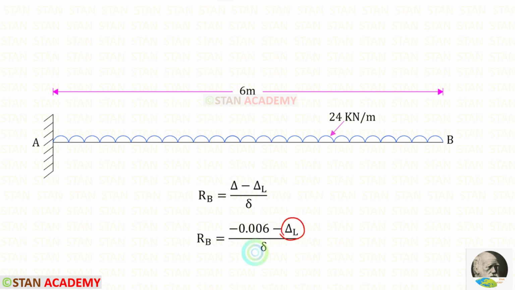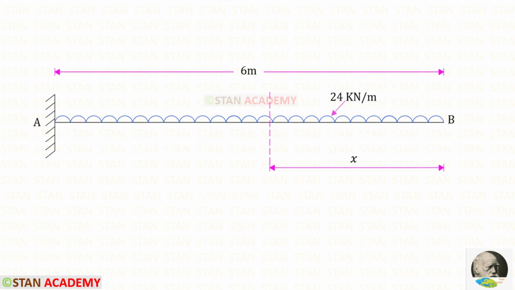To find delta L and delta, we are going to use unit load method. To use that method, we have to make sections in this beam. In this beam, there is only one part, that is BA. So only one section is enough. You can see that I have made a section randomly here at a distance of x from the point B.